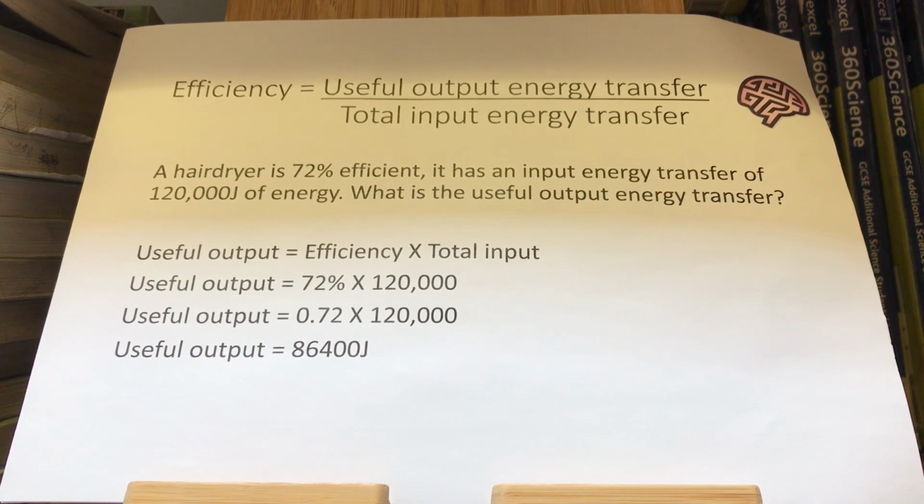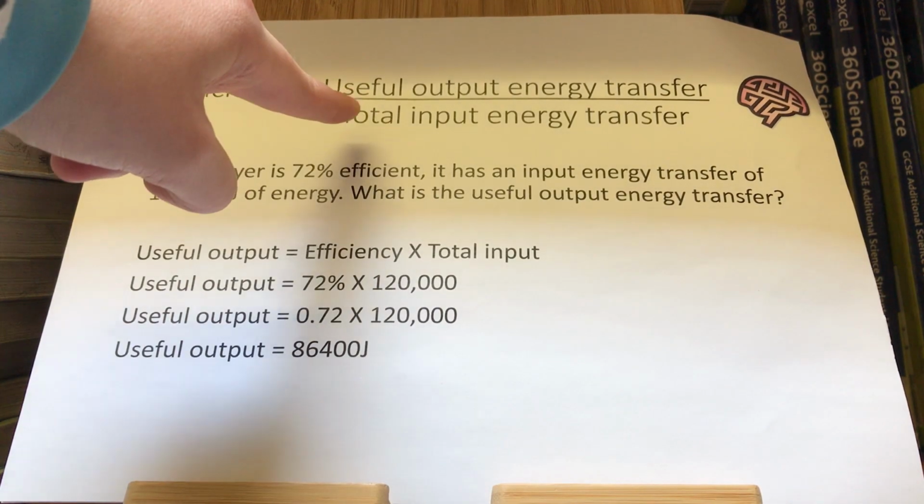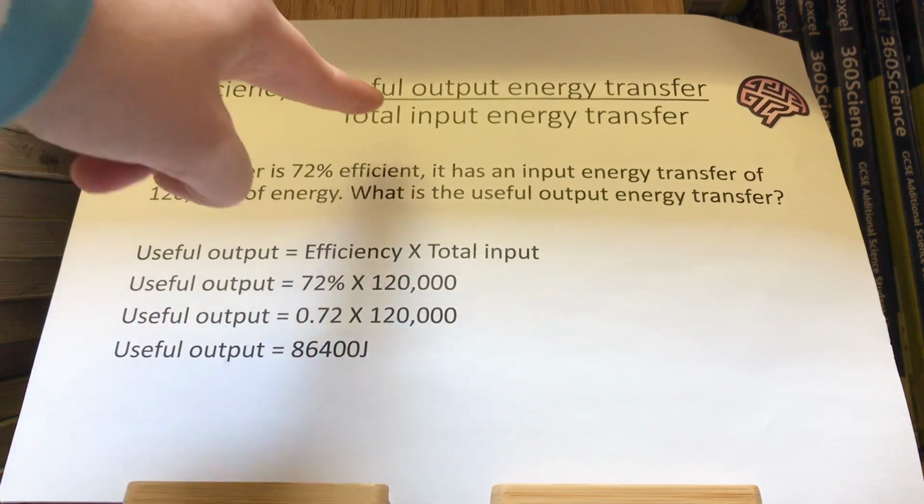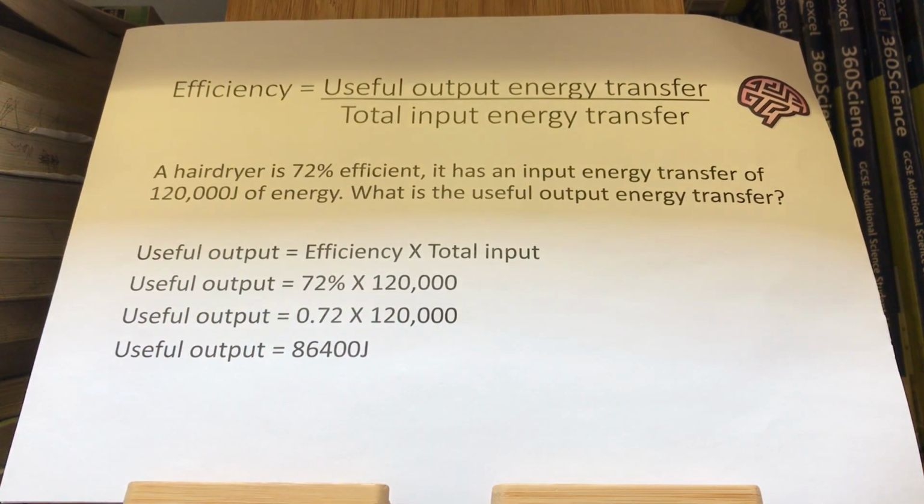So useful output, when we rearrange the equation, is efficiency times the total input. So I've moved this over here and I've multiplied it. You can do that using an equation triangle. So the useful output energy is 72% times 120,000.